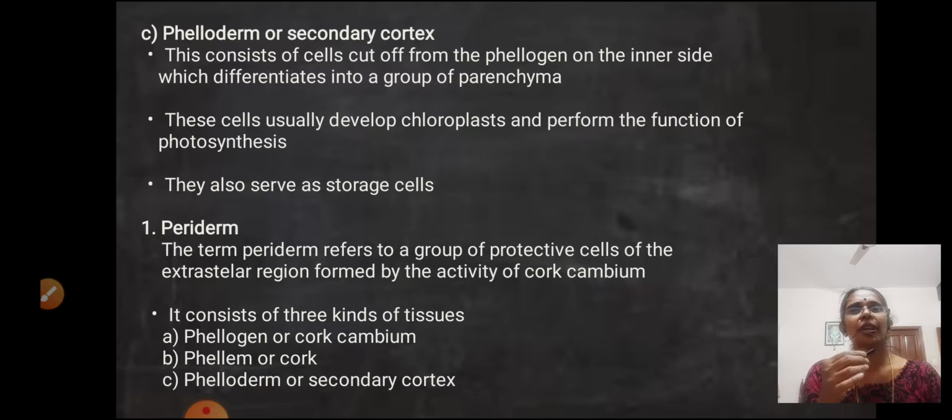So next one is phelloderm or secondary cortex. This consists of the cells cut off from the phellogen on the inner side, which differentiate into a group of parenchyma. These cells usually develop chloroplasts and perform the function of photosynthesis, and they also serve as storage cells. Next one is the periderm. So what is periderm? Periderm refers to a group of protective cells of the extrastelar region formed by the activity of cork cambium. It consists of three kinds of tissues, namely the phellogen, phellem and phelloderm.